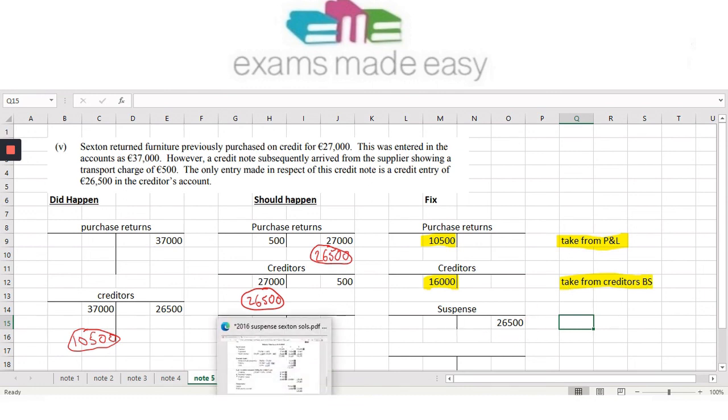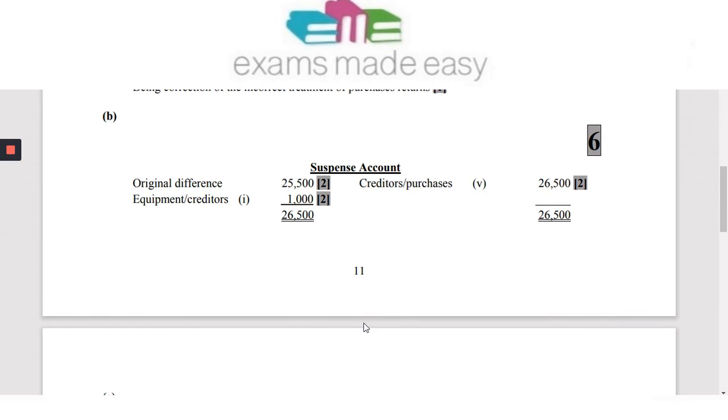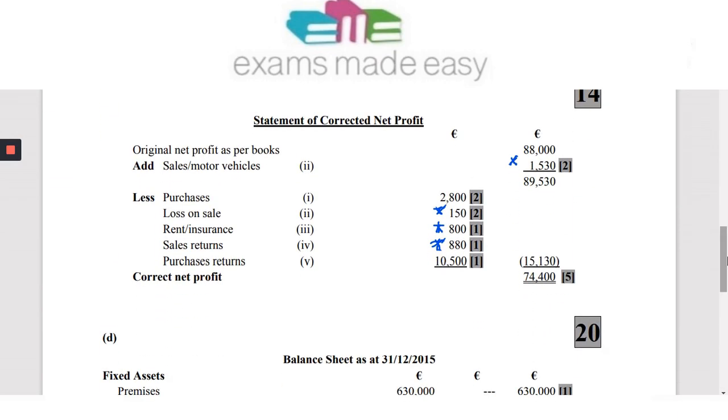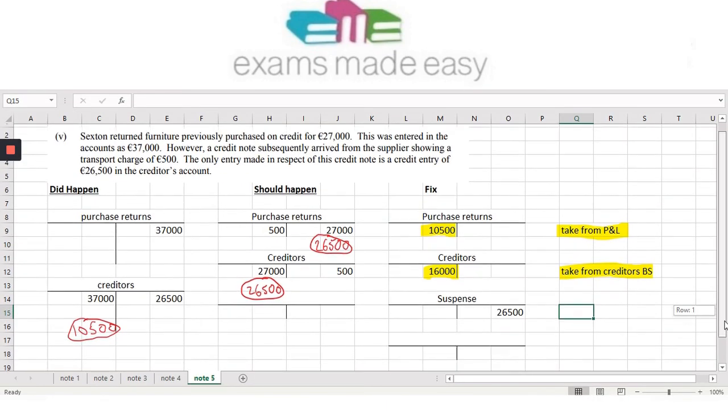So if we look at the marking scheme, you will see, looking at the suspense first of all, you will notice that we have the 26,500 on the credit side of suspense for 2 marks. If we go down to the P&L, we have the 10,500 here, take away from net profit, and we have the creditors here of 16,000. So that's a wrap for the notes.